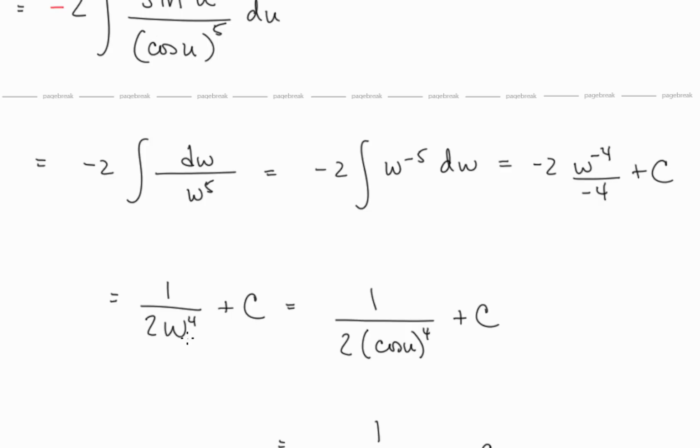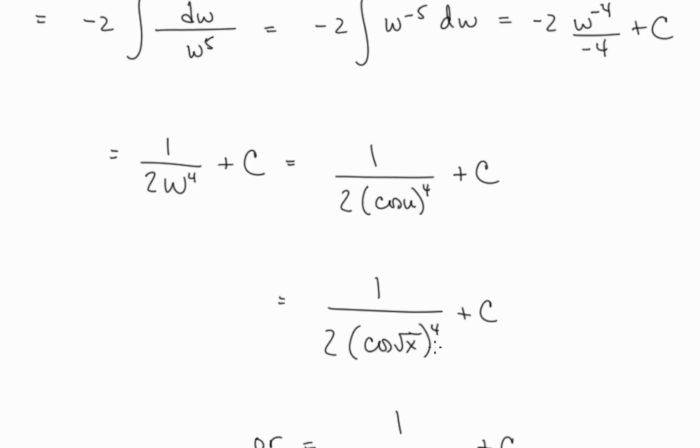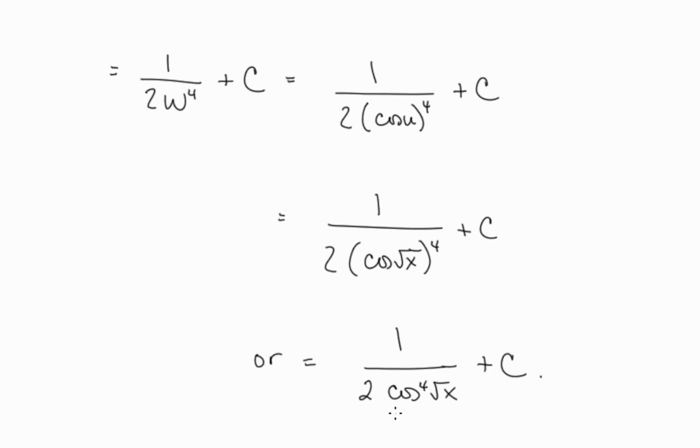Remember that w is equal to cosine u, so we're here. And then u is equal to radical x, so we're here. And this is our solution. If you want to rewrite it in the shorthand notation, you can certainly do that, and that would look like that.